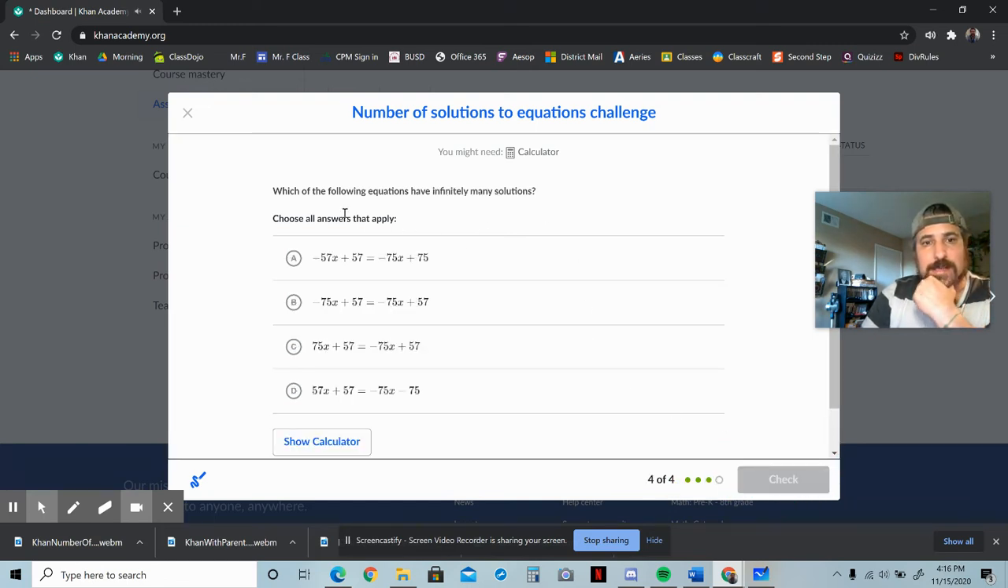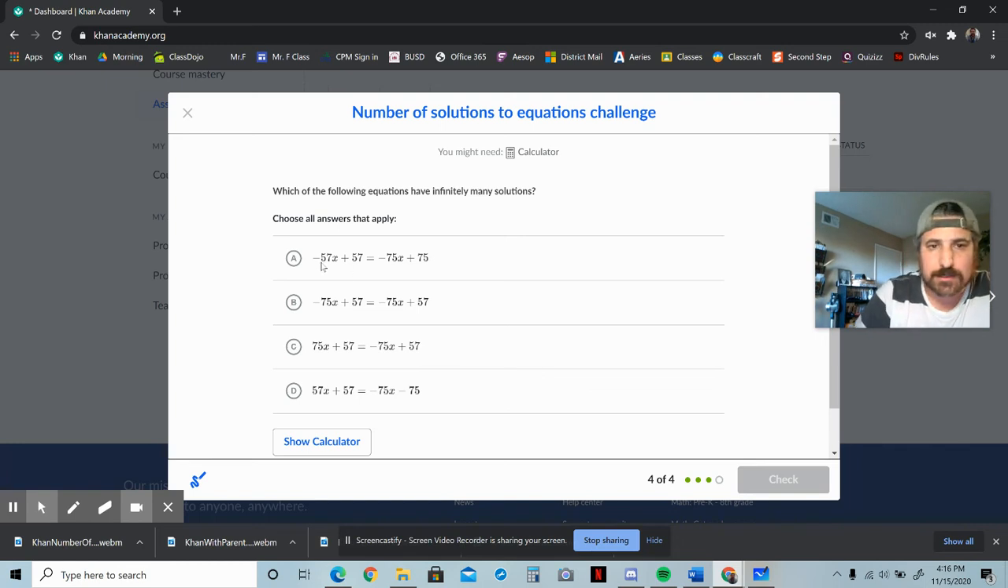And then last but not least, it says, which of the following equations have infinitely many solutions? Once again, you're looking for situations where the variable goes away, because if it doesn't go away, you only have one solution in this situation, right? So if the variable goes away, when you're trying to get to one side, and everything else is true, that's where you have infinite solutions.